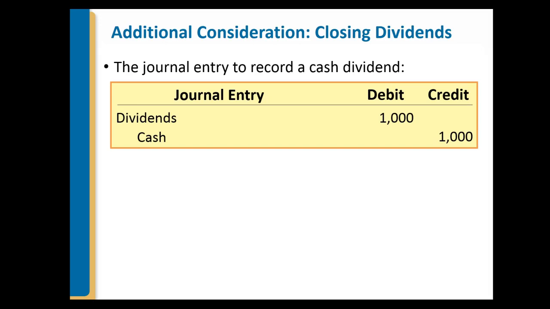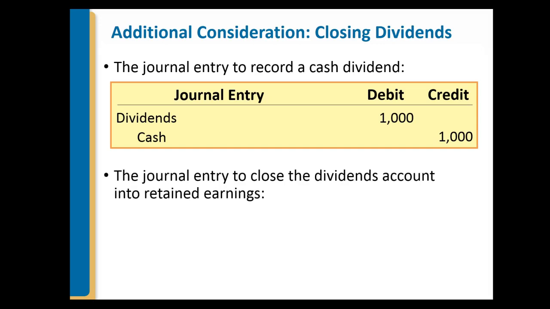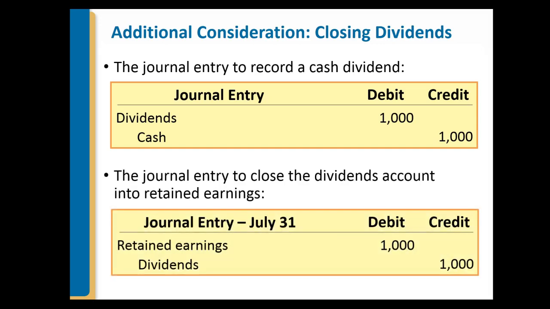An alternative method of recording a cash dividend is to debit a temporary account called dividends. The dividends account is later closed out to retained earnings along with the other temporary accounts at the end of the fiscal year.